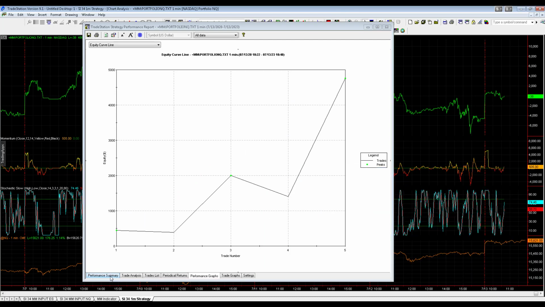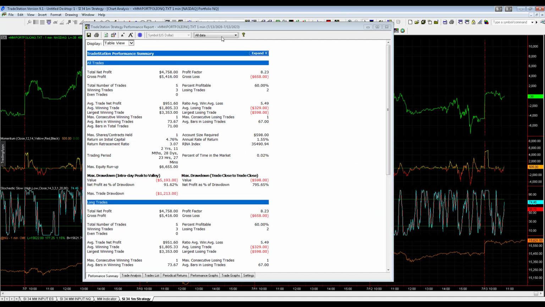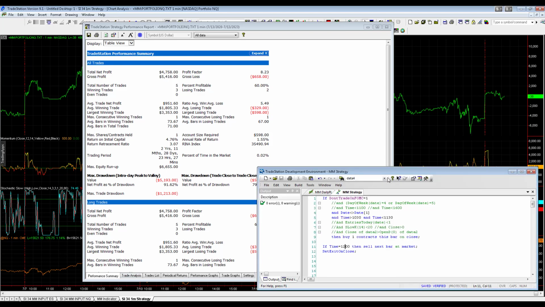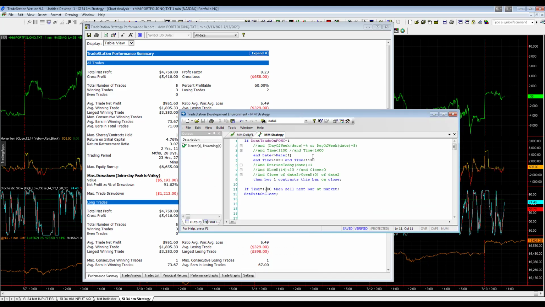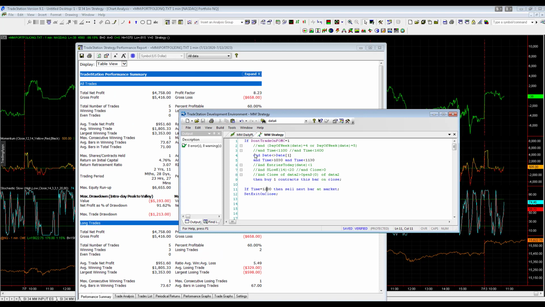So not a lot of gains here if you just enter. There's not a lot of strategies. This is pretty interesting. I'll have to go back and check this, but that shouldn't be right. If time is greater than 10:30 and time is less than 10:30, then buy this bar on the close. And if time is equal to 12, then sell next bar at the market. So I have to get rid of this statement right here.